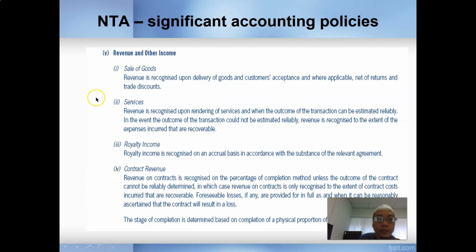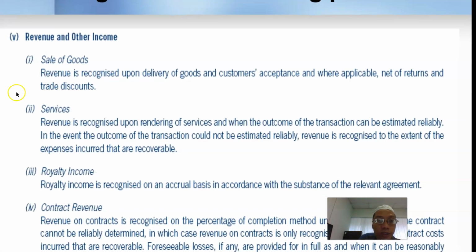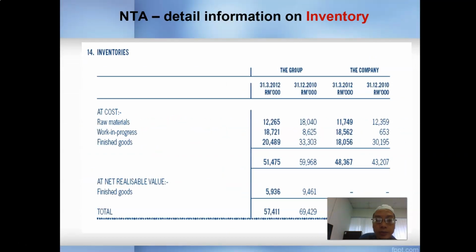Here is another example of how significant accounting policies are mentioned in the notes to the accounts. For example, here it says sale of goods, revenue is recognized upon delivery of goods. So it says how the company recognizes revenue. So it says here that revenue is recognized upon delivery of goods, whereas services revenue is recognized upon rendering of services.